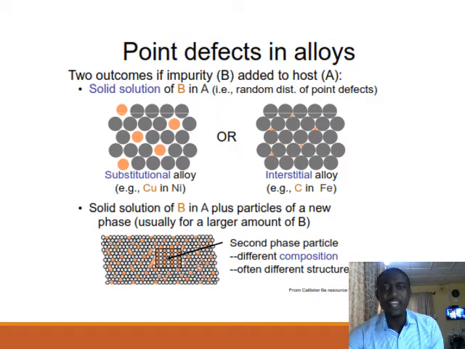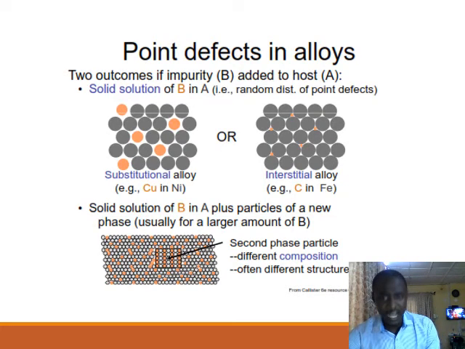If you compare that with an interstitial alloy, for instance, like you have with carbon in iron, you will see that the impurity atoms are just occupying space between the lattice sites. So that's an interstitial alloy. If you have a solid solution of B in A plus particles of a new phase, usually greater than B, you can form a second phase, and that second phase will have a different composition and ultimately will give you a different structure.